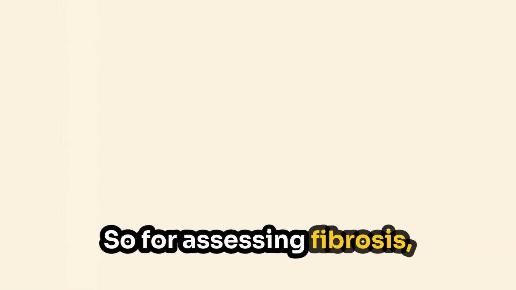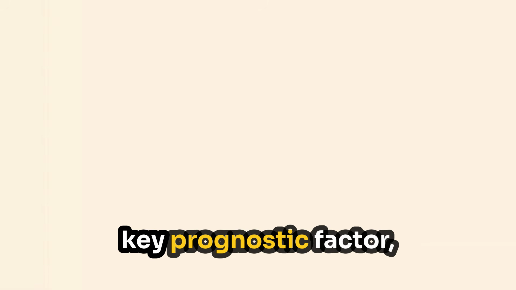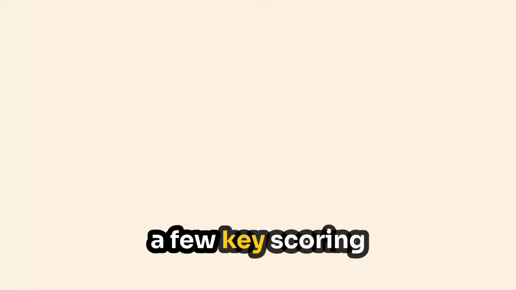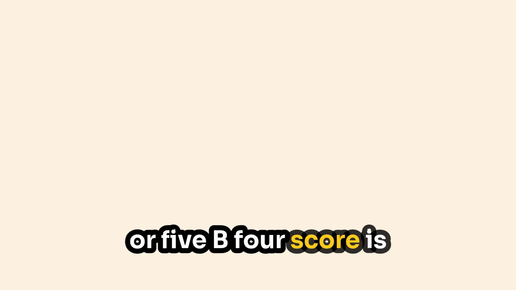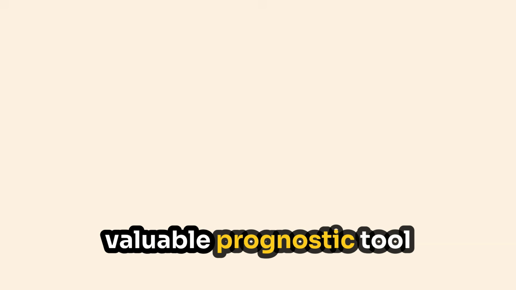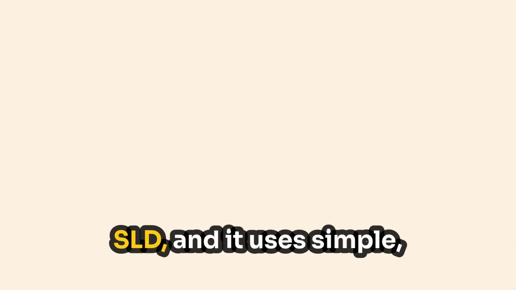So, for assessing fibrosis, which we agree is the key prognostic factor, we really need specific non-invasive tools. The consensus highlights a few key scoring systems in Table 5. These are absolutely vital for risk stratification right there in your clinic. The Fibrosis-4 Index, or FIB-4 score, is specifically highlighted in Statement 6 as a really valuable prognostic tool for both screening and risk stratification in MASLD. And it uses simple, readily available data.